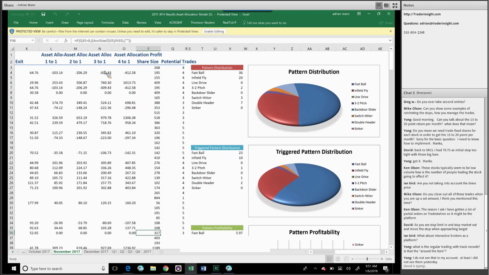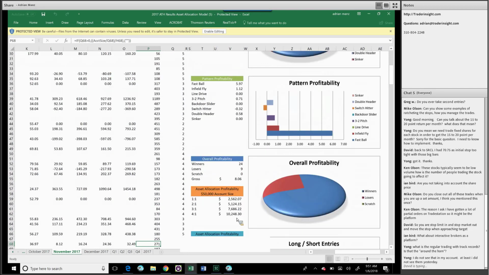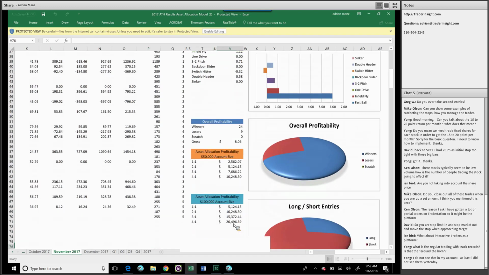And then it shows you what the return is in terms of points, in terms of dollars on a $50,000 account. If you traded this number of shares of each one of these for each day, then this is the asset allocation. 1-to-1 means you don't use any leverage at all in your account. 2-to-1 is levered up twice. 3-to-1, 4-to-1 for the month. So typically, if you're trading intraday in an account, you're always going to be 4-to-1.